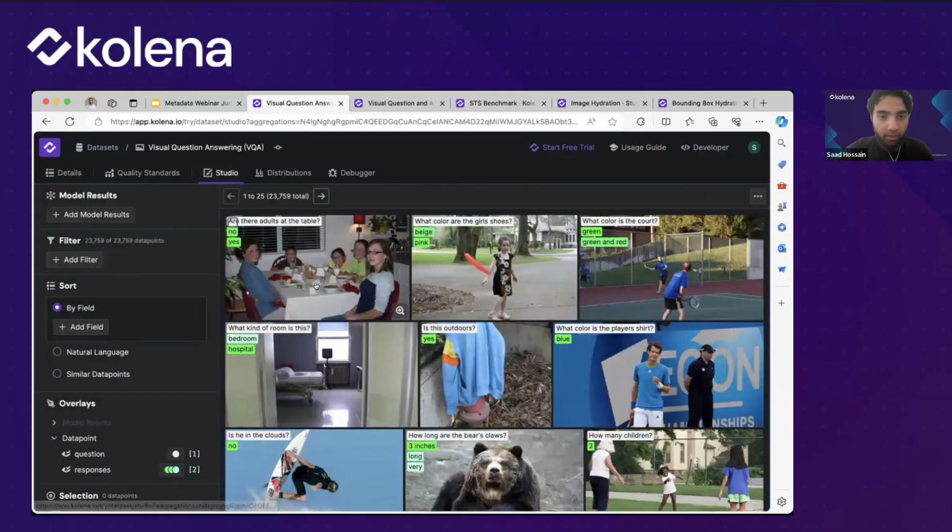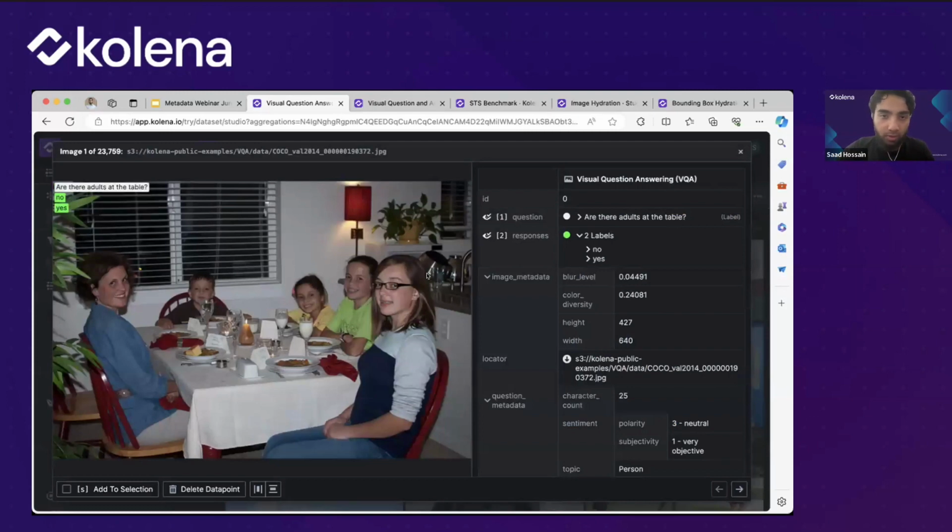When we look at it through the studio, we see a question for this would be, are there adults at the table? And what the responses are.